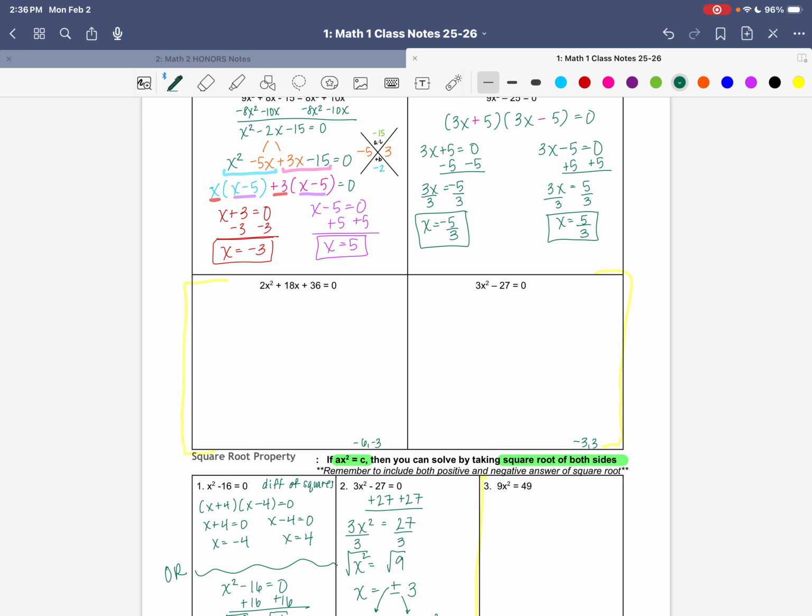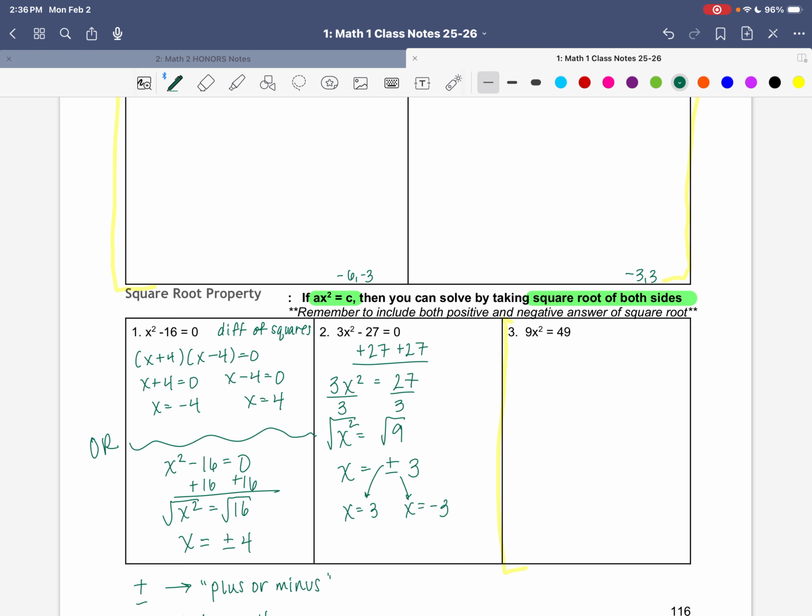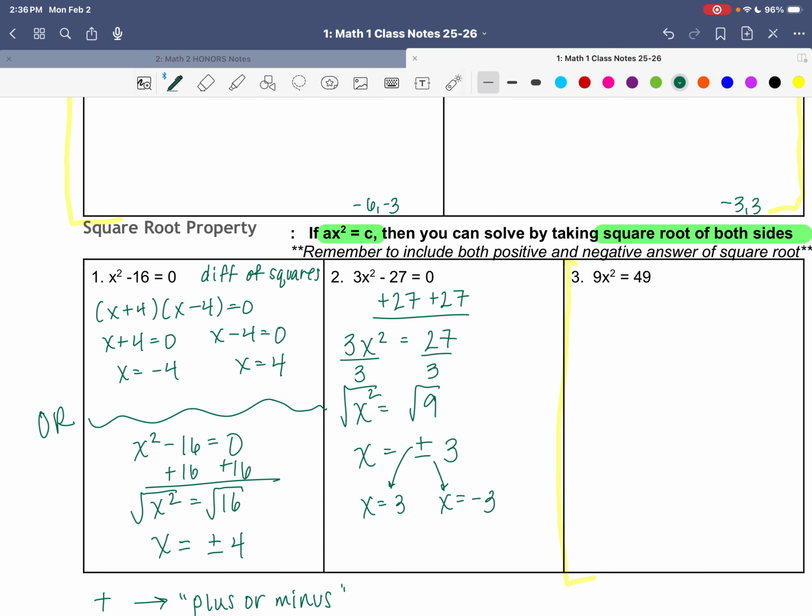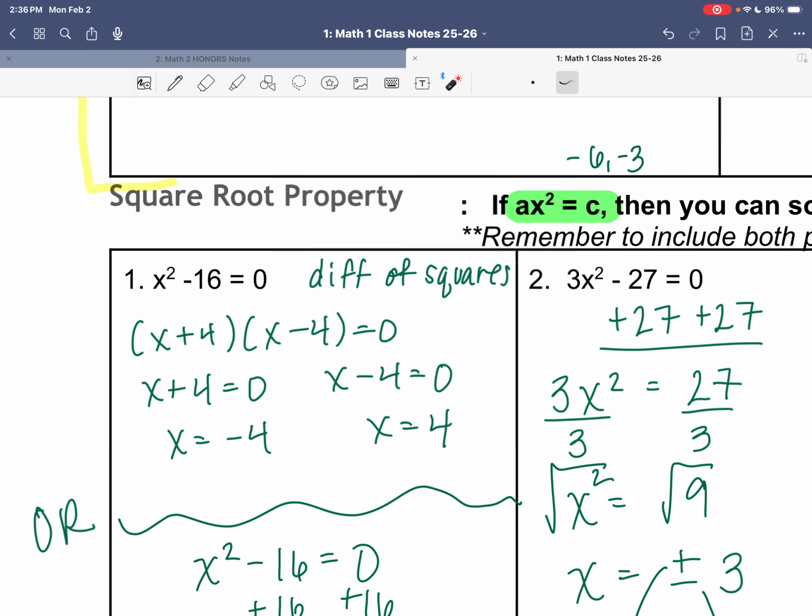All right, and then finally, this is the square root property. So this one is just a different way to solve it. If ax squared equals c, you can solve by taking the square root of both sides. So since we are introducing the square root, we will need to take the positive and negative answer. So one way to do it, difference of squares. So this, we can just break it up and then do a plus and a minus and solve.